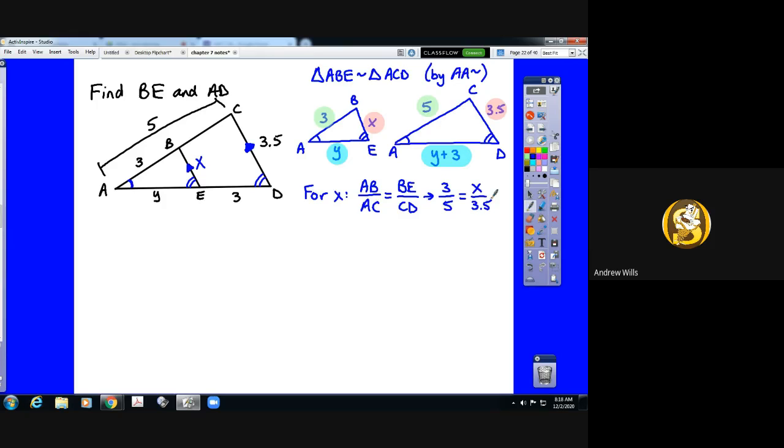Once we have that proportion, all we need to do to find x is cross multiply and solve. So we would cross multiply 5 times x, 3 times 3.5. That would give us 5x equals, excuse my morning brain while I multiply 3.5 by 3 on my calculator, 10.5. Then divide by 5.